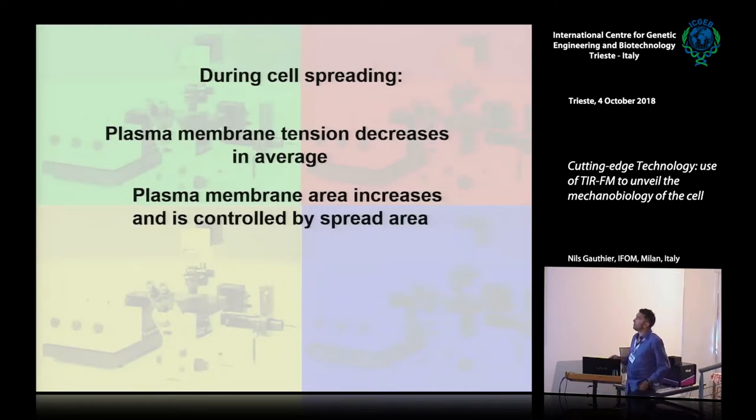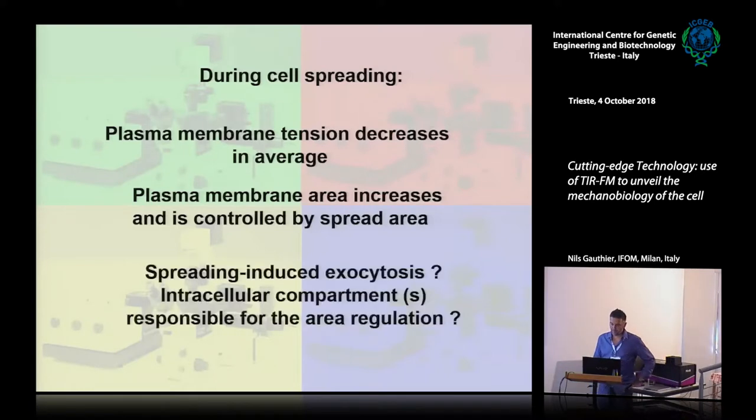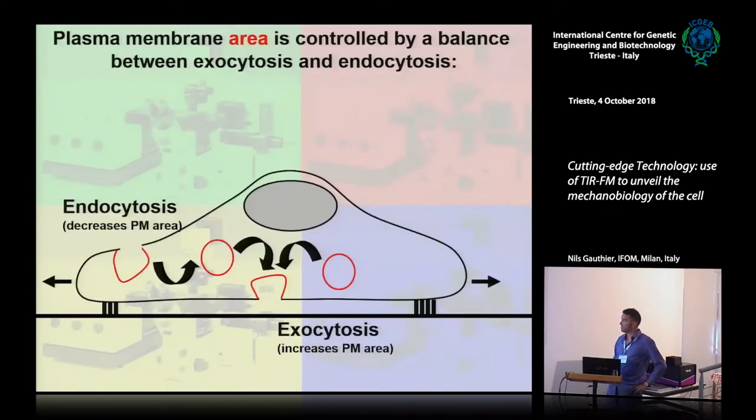Then we have the membrane tension concept. What we observe, and you'll see later in the other part of the talk, is that we can measure membrane tension by different systems. But what we show is that we have a plasma membrane area increase that is controlled by the spread area. And we focus here on the spreading and this exocytosis, because if you have a plasma membrane increase, it means that new membrane is accessing your plasma membrane. And the process to do so is exocytosis.